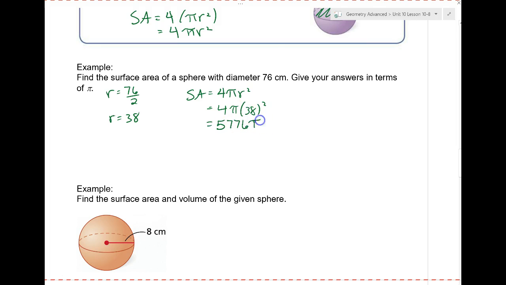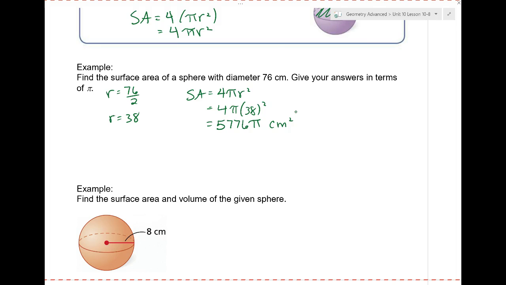5,776 pi. What's our label going to be? Rough day, isn't it? Yeah, that was said with sarcasm, yes. All right, that's how easy spheres are compared to everything else we've been doing. Two simple formulas. If they ever ask you for lateral area, be concerned. Notice I never talked about lateral area because what don't I have on a sphere?